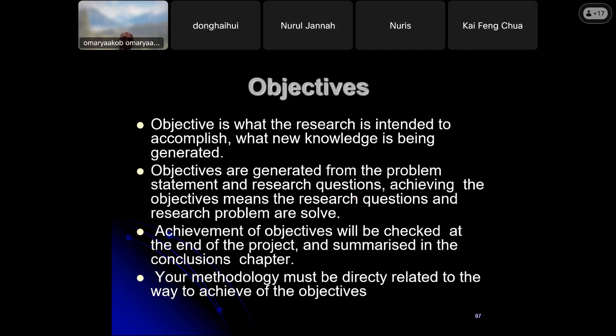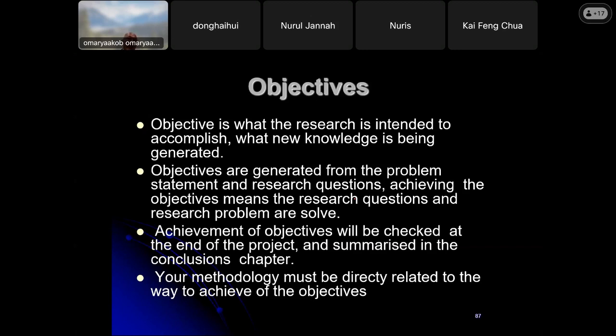That means your research question has been answered and your research problem has been solved. Okay? So you say all this. Your methodology must be directly related to the way to achieve the objective. Later when you write your objective and your methodology, you must always relate it to the objectives. So your methodology must be how to achieve your objectives.